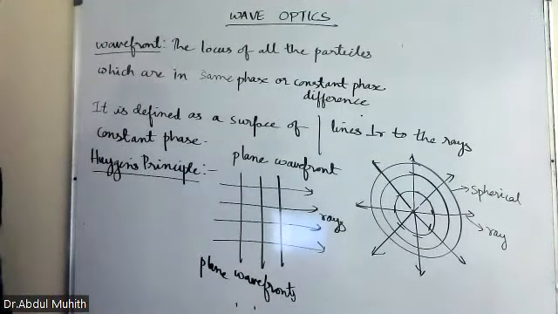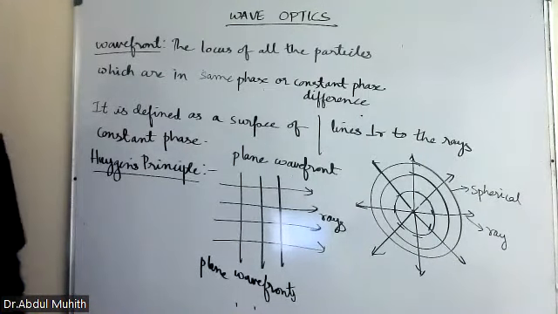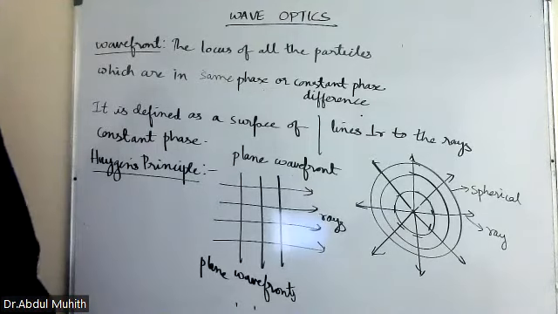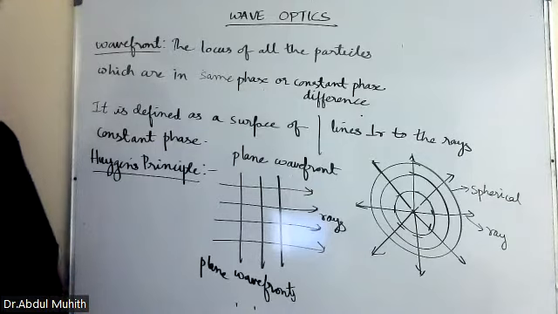Is that clear? Yes, sir. Copy this one. Then quickly we'll go to the Huygens principle, what Huygens told. Very, very important. Once you understand this, then you will be able to draw the secondary wavelets, primary wavelets. We'll discuss that. Then quickly we'll go to the reflection and refraction.